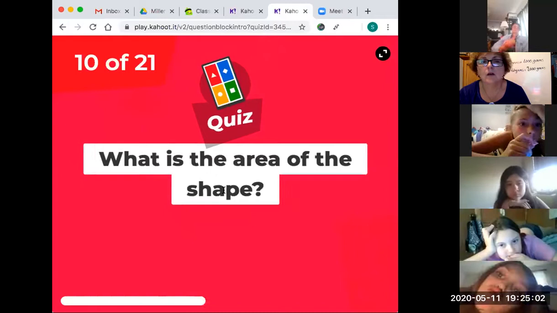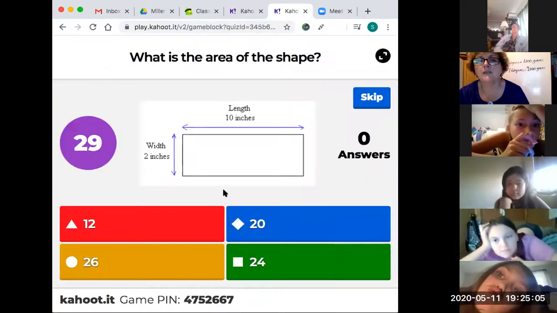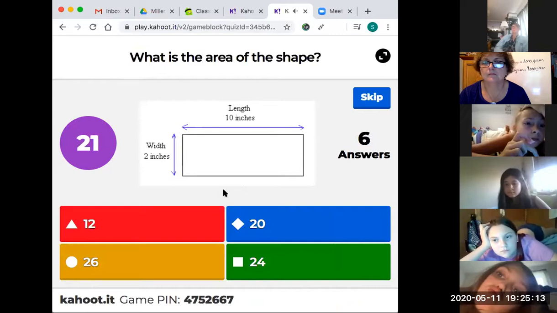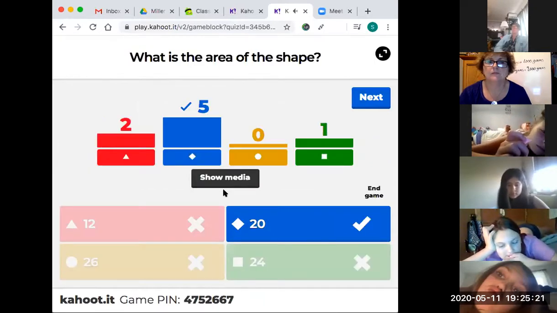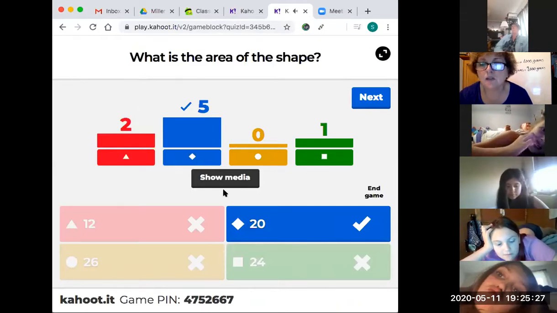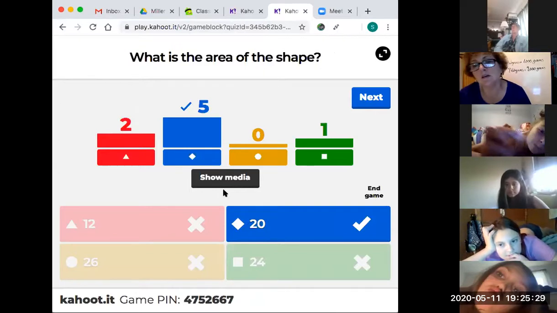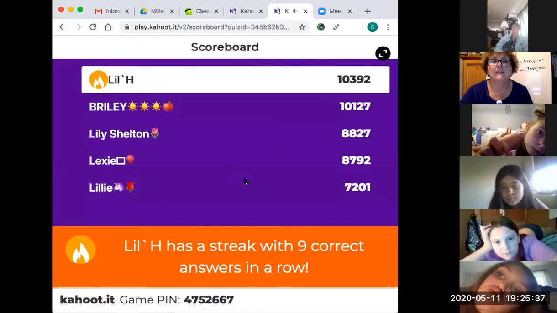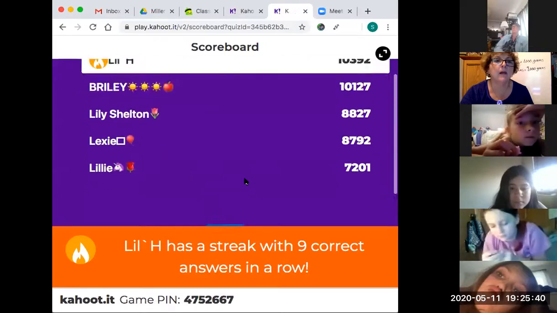Okay, number 10. What is the area of the shape? What's the area of this shape? Area is length times width, and it was 2 on one side and 10 on the other. So 2 times 10 was 20. Okay. Havoc still in the lead. Good job, Havoc. And Briley is taking second.